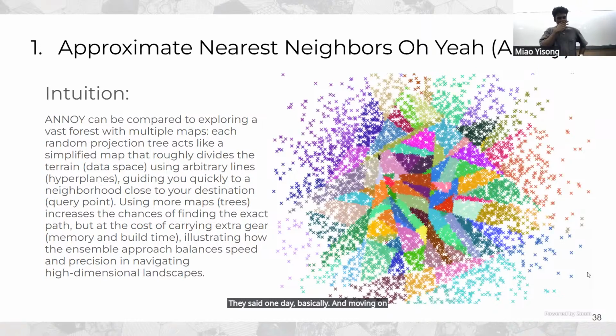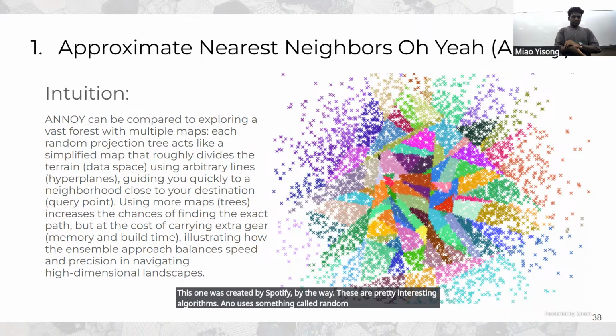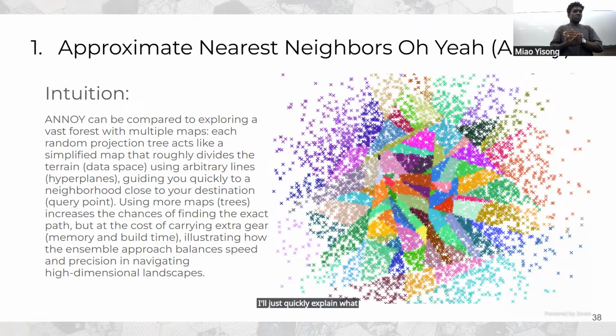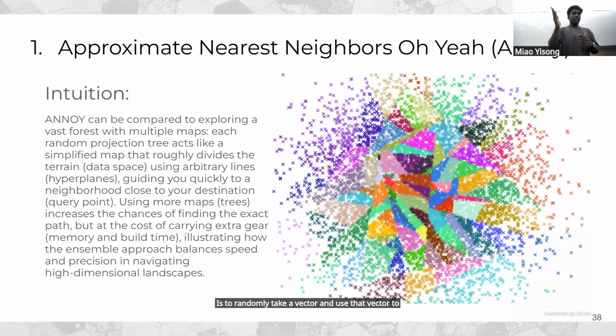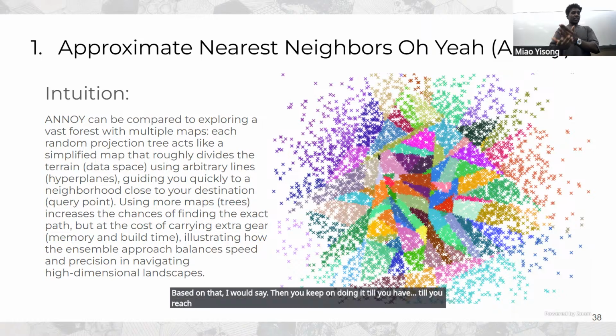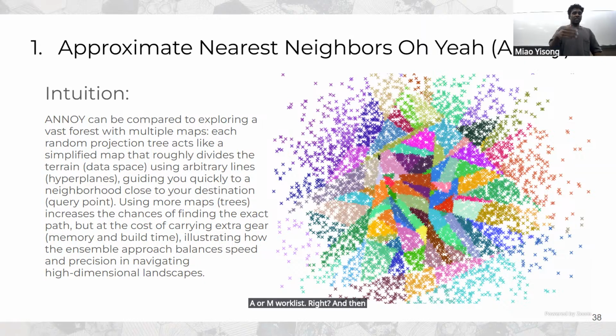Moving on, we also have certain famous algorithms for vector retrieval. This one is technically not covered, but it's just for information. This one was created by Spotify, by the way. These are pretty interesting algorithms. Annoy uses something called a random projection tree. The whole idea of a random projection tree is to randomly take a vector and use that vector to split the given data set. Because we're dealing with a huge vector space, you randomly take a vector and use that to split vectors based on that hyperplane. Then you keep on doing it till you reach a certain limit. And then you use these hyperplanes to query and retrieve the vector. That's approximate nearest neighbors, or Annoy.